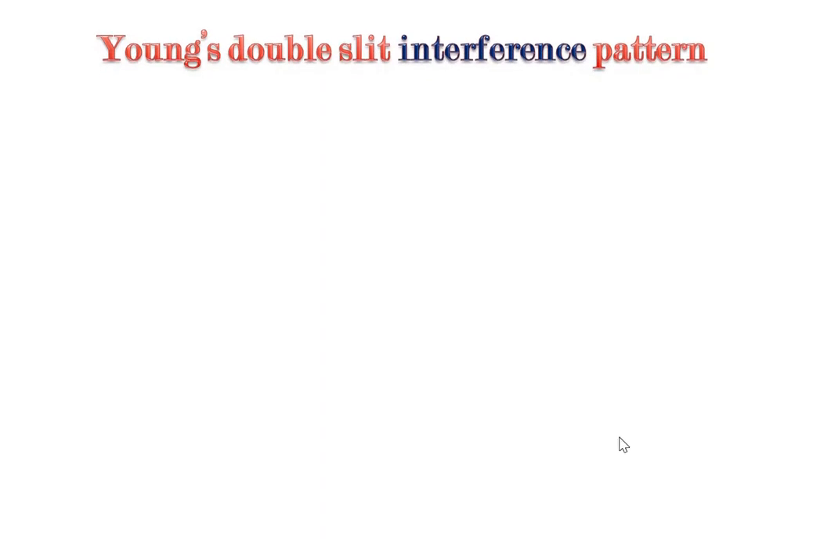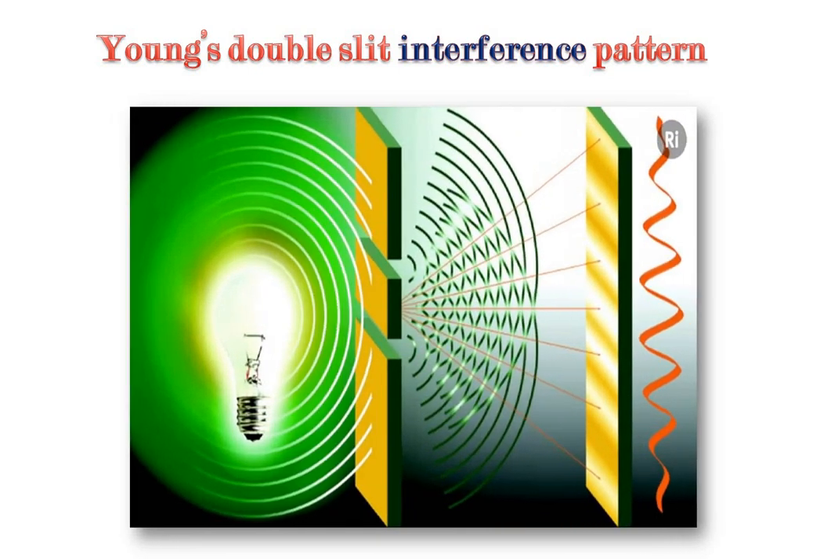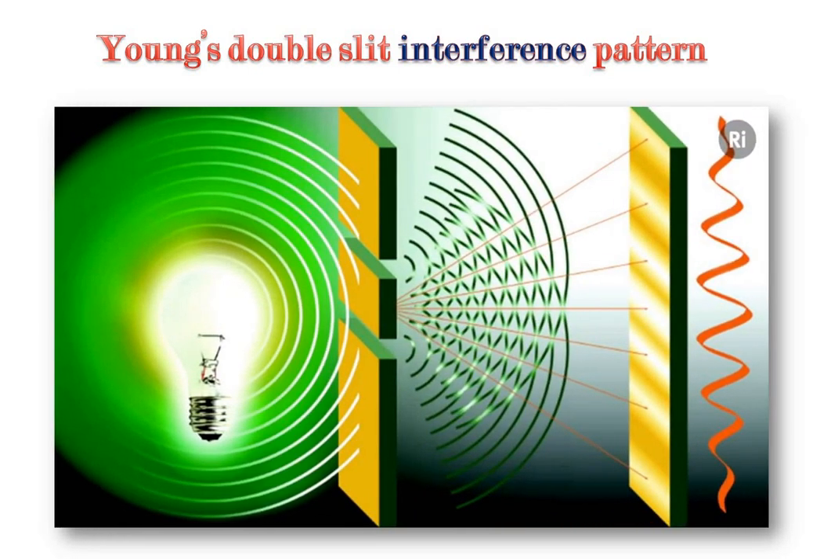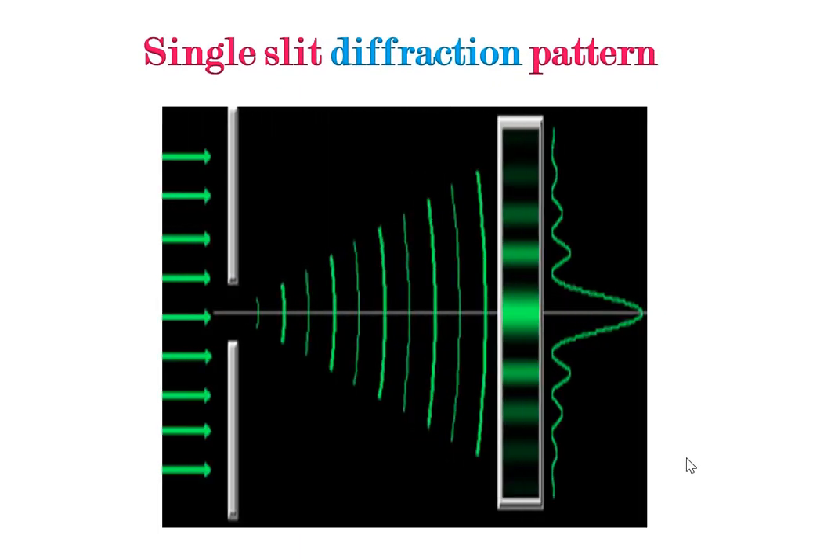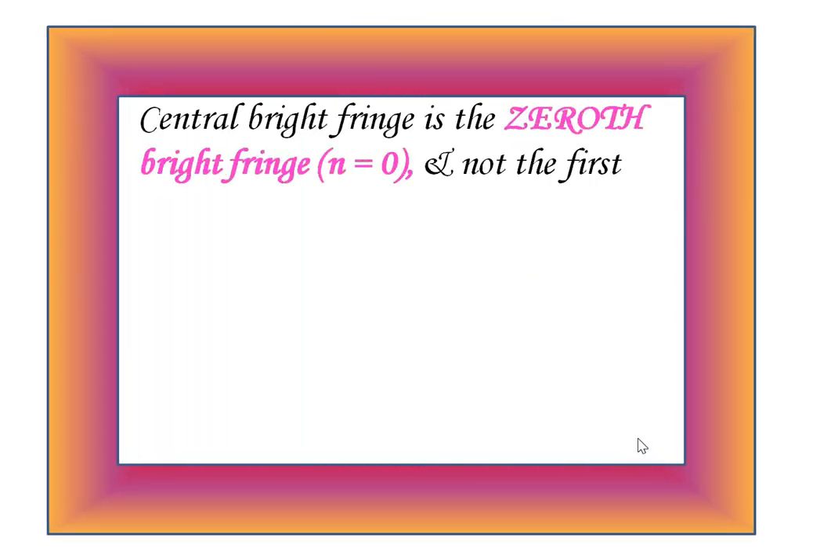First, we see the Young's double slit interference pattern setup. It looks like this. The single slit diffraction pattern looks like this. This is the single slit diffraction pattern. First, we know that the central bright fringe is the zeroth bright fringe, that is n equals 0.